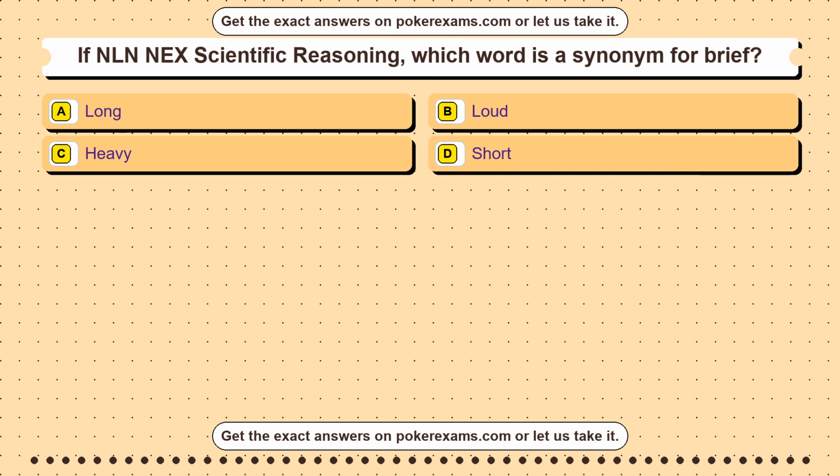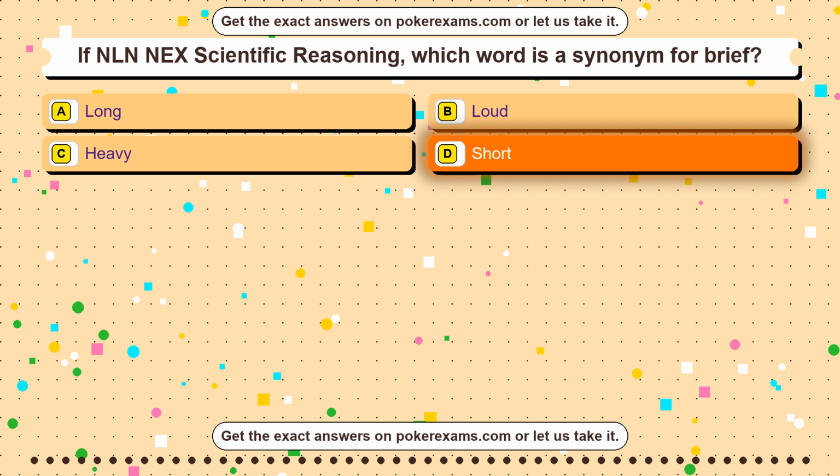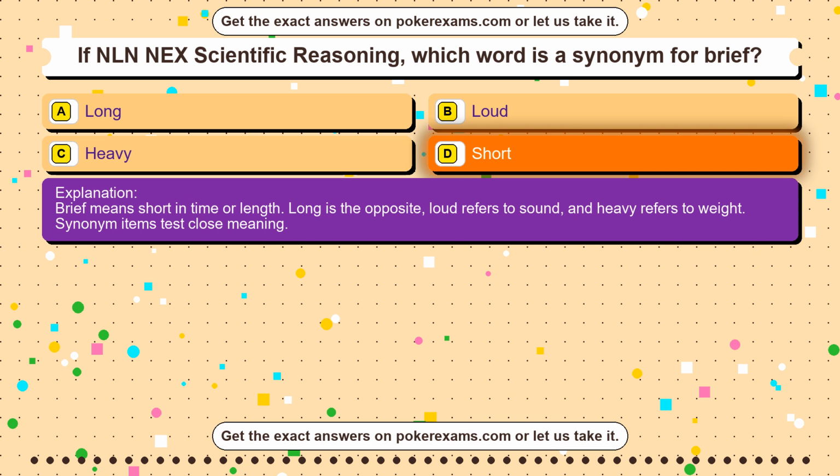Question 10. On the GED Science Practice Test, which punctuation mark separates items in a simple list? Option A, apostrophe. Option B, hyphen. Option C, colon only. Option D, comma. The correct answer is option D. Commas separate items in a simple list. Apostrophes show possession or contractions, hyphens join certain words, and a colon can introduce a list but does not separate each item. The list clue points to commas.